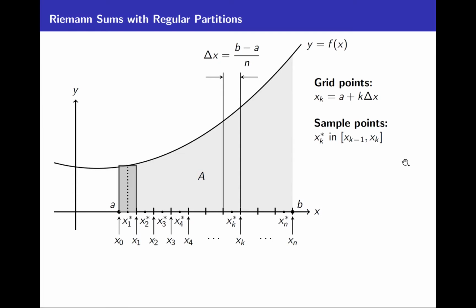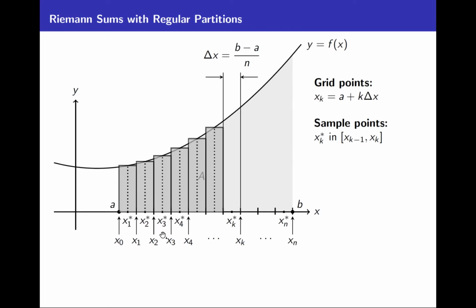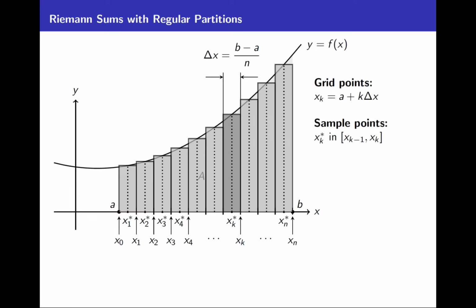And the next thing we did is we started to form rectangles on each subinterval. And for every rectangle, its height is got by taking f of the sample point. And that gives the height of the rectangle. And its base, of course, is delta x. And so you just take f of every sample point and you form a rectangle that way.